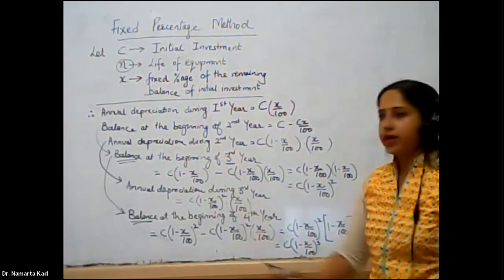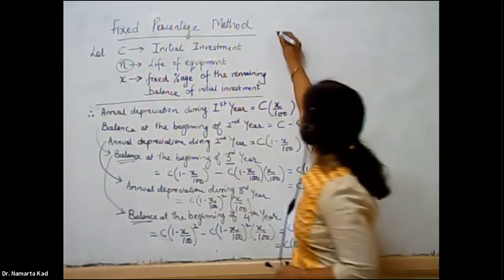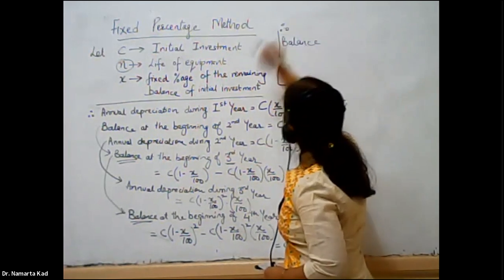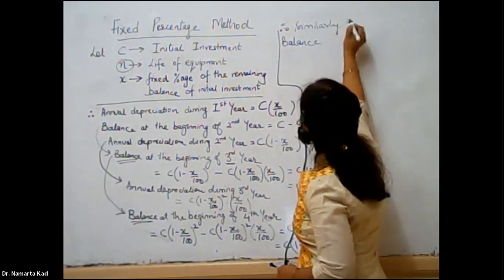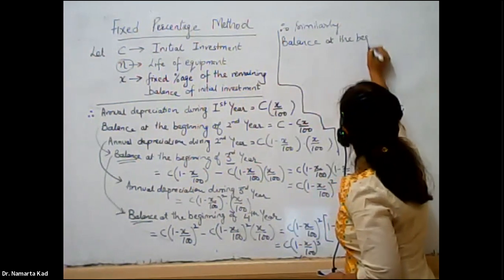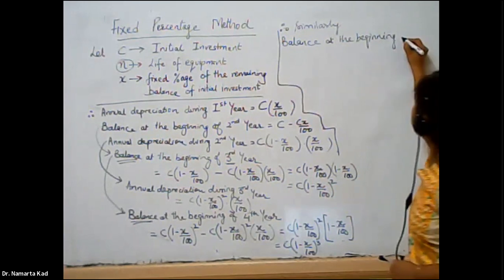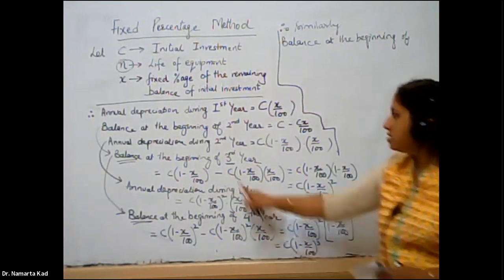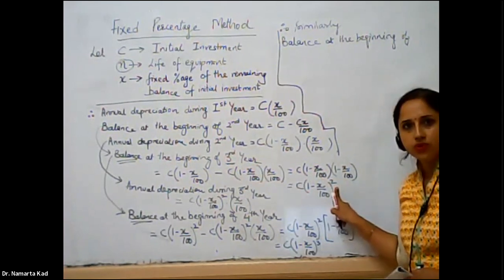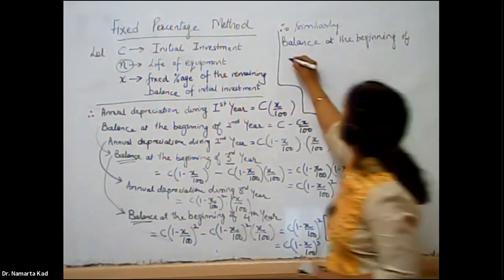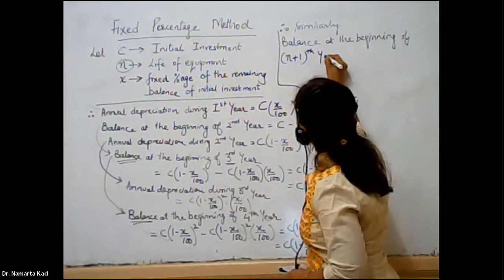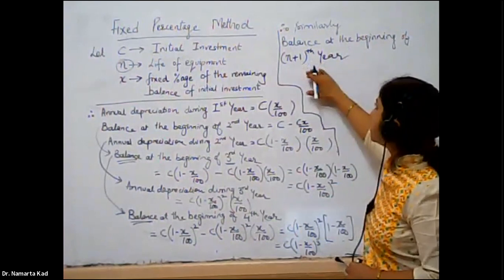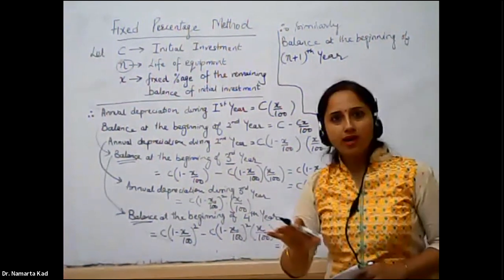Now I am going to write one generalized formula for this. Similarly, balance at the beginning of the fourth year has a power of 3, and for the third year the formula has a power of 2. So I am going to write here balance at the beginning of n plus 1th year. We know the useful life of the equipment is n, but I am writing balance at the beginning of n plus 1th year, and this balance is the same.